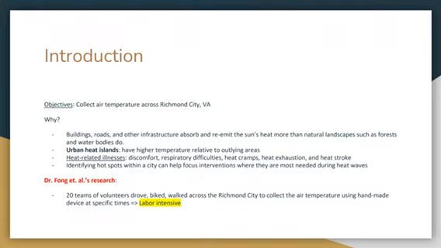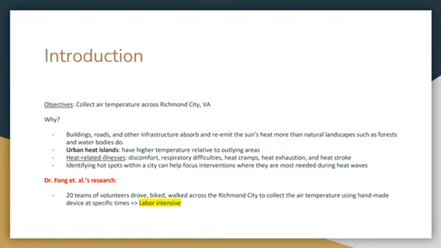The objective of this presentation is to develop a more efficient and accurate way to collect air temperature across a city, in this case, Richmond. So why would we want to collect air temperature? Because air temperature reflects the condition in which people are living and can affect quality of life. Within the urban area, there are areas concentrated with concrete structures and thus have a higher temperature than outlying areas. These hotspots are called urban heat islands.